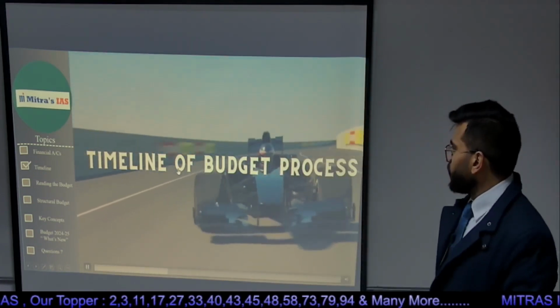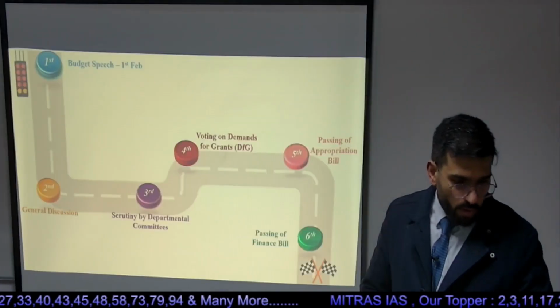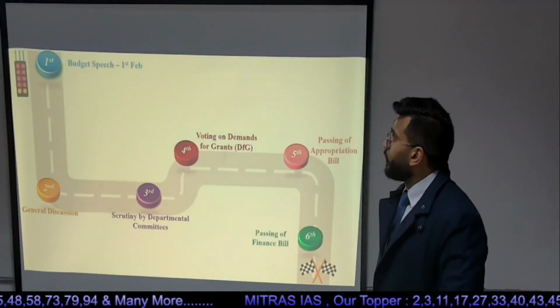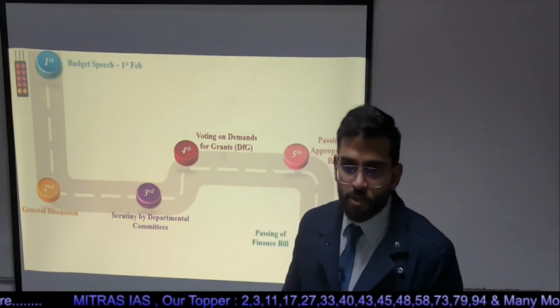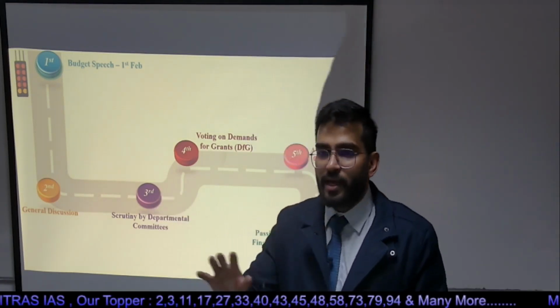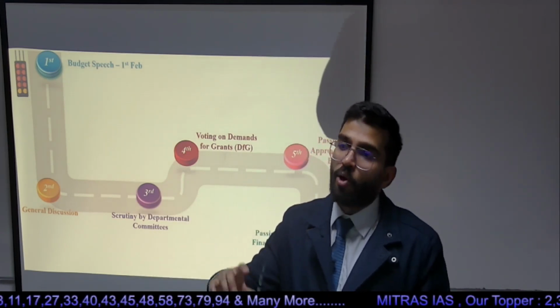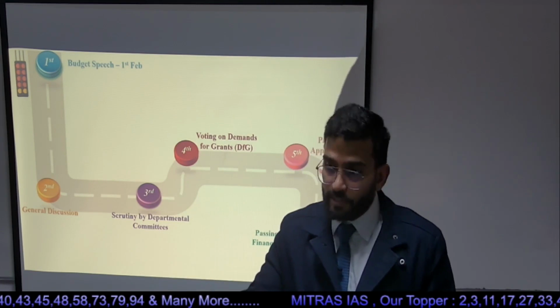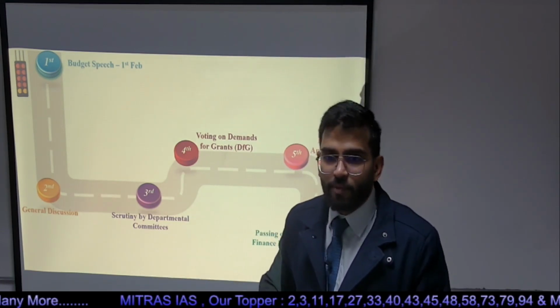Then let's talk about the timeline of the budget, and I've drawn here with an analogy with one of my favorite sports, which is F1. Now, this is again going to be a review of polity. So with this slide, you can revise at least 3-4 pages of your polity, not just of the budget part, but also the part of general bills. Any idea what is the process of a passing of a bill? What happens first?